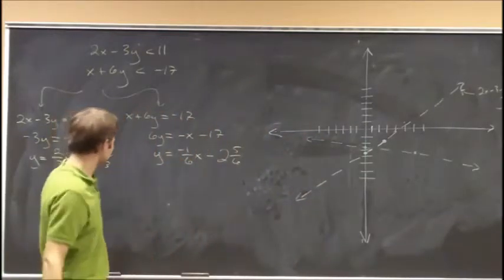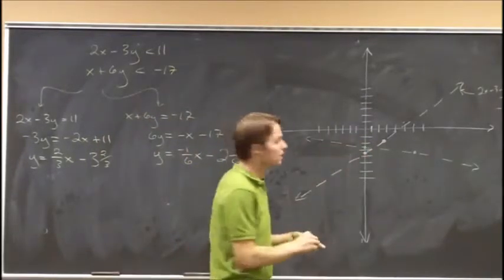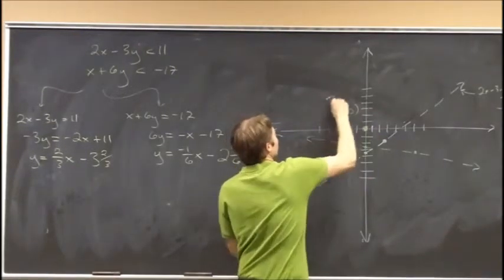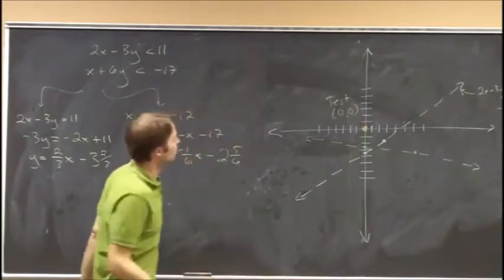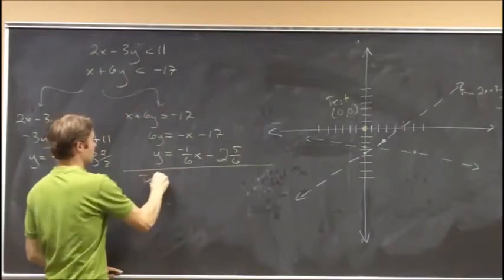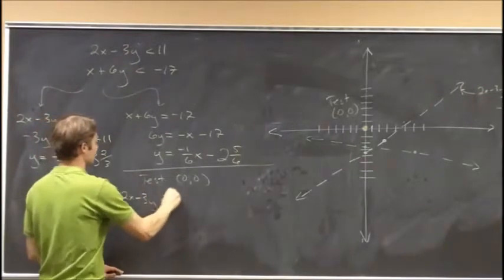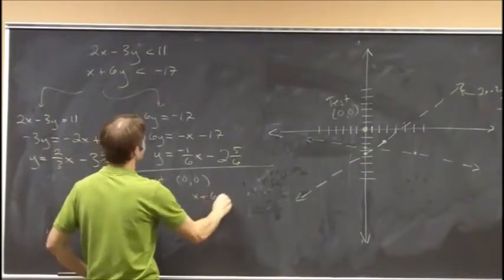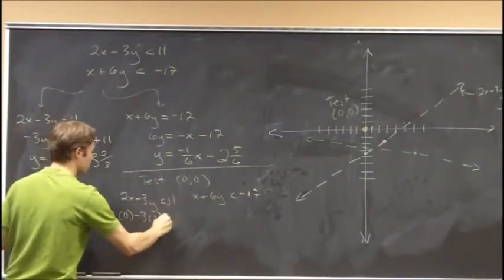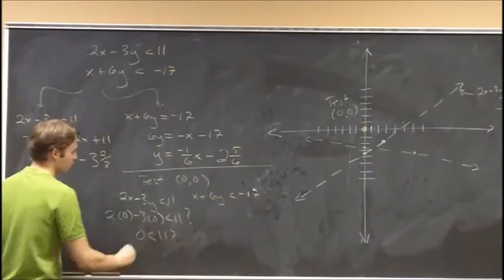All right, so again, I need to pick a test point. Since 0, 0 is not on either of the lines, I can pick that as a test point. And again, I'll just go directly into each of these inequalities and see if 0, 0 works. So let's test 0, 0 in the first inequality, so 2x minus 3y is less than 11, and x plus 6y is less than negative 17. So 2 times 0 minus 3 times 0, is that less than 11? So is 0 less than 11? Sure, that one is true.